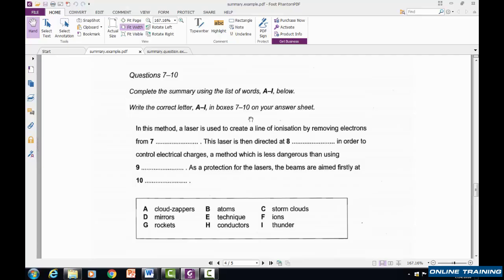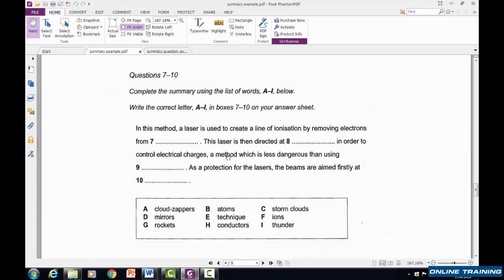All right, so for this one, what's going to make it easy to find? We have to do numbers 7, 8, 9, and 10 here. I think the information for number 7 might be easy to find because it has the word ionization. There's not going to be a synonym for the word ionization. Laser and ionization, not going to be a problem. Number 8, we're talking about a laser and controlling electrical charges, right? And number 9, which is less dangerous than using blank.